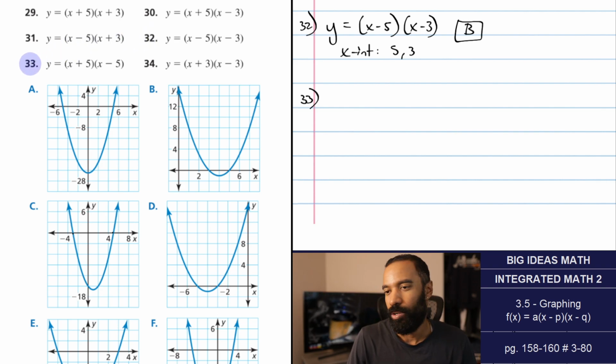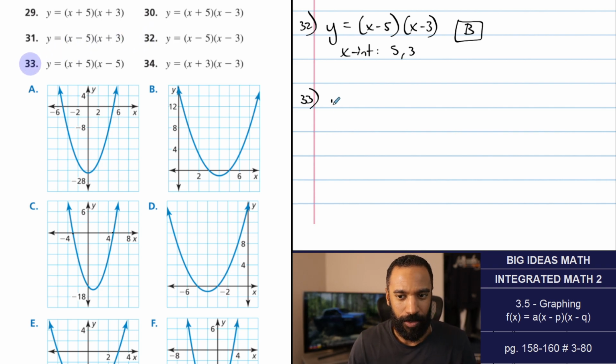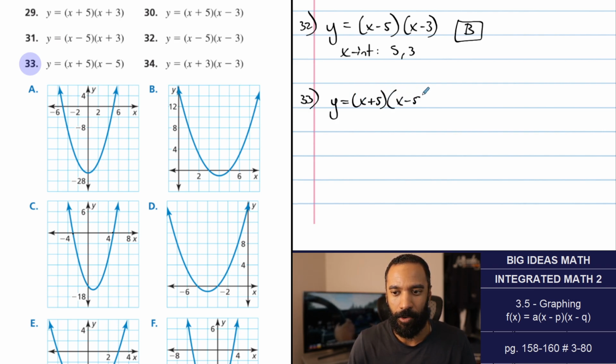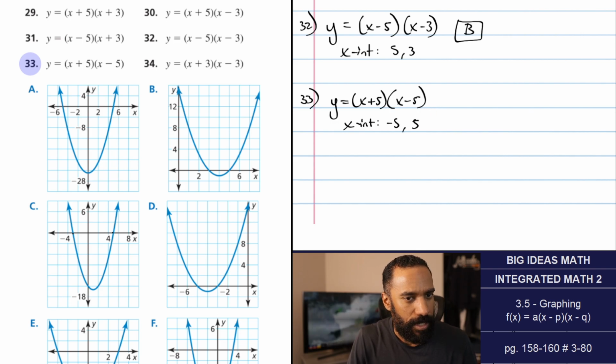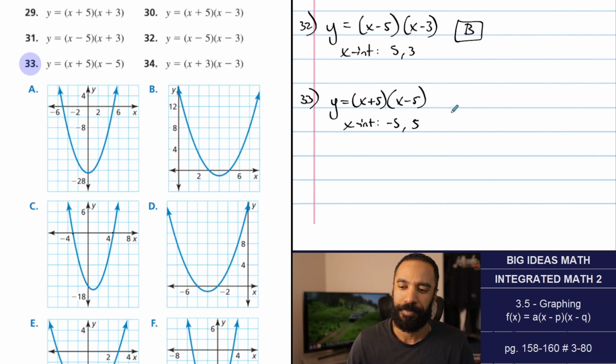I've got to write down the problems. You've got to do it, right? So y equals x plus 5 times x minus 5. This will be the more spread out one, basically. I think that's A. X-intercepts of negative 5 and 5. Yeah, we go 2, 4, 5 right there. 5 and negative 5 is A.